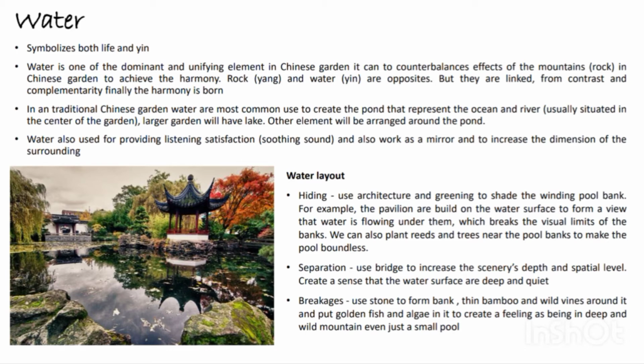One of the water layout tactics in the Chinese garden is breakage, which designs a small pond by using stone to form the bank, thin bamboo and white vines around the edge, and putting some golden fish in it to achieve a scene that begins in a deep and wide mountain.